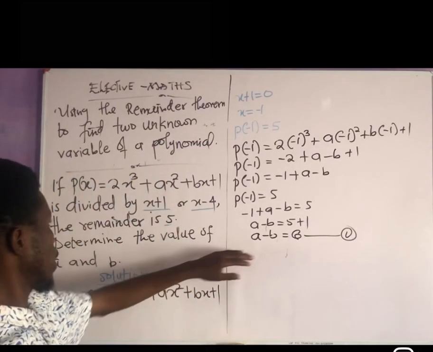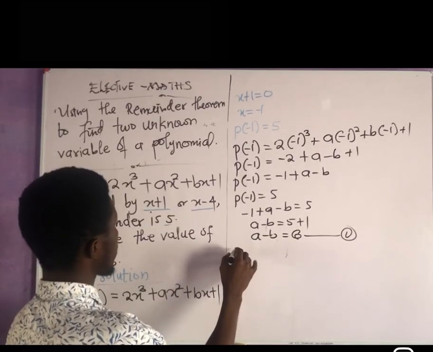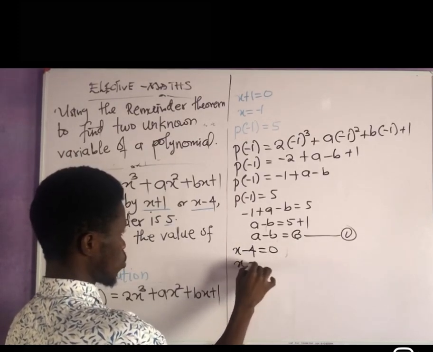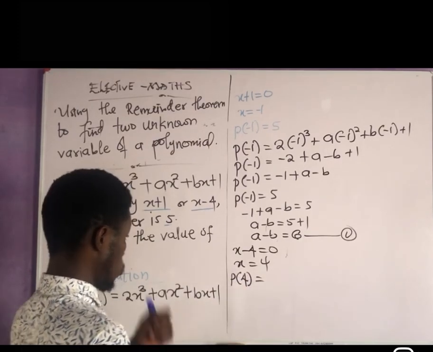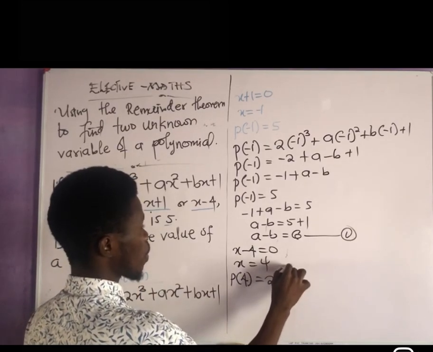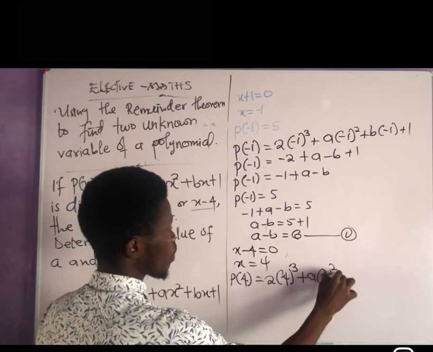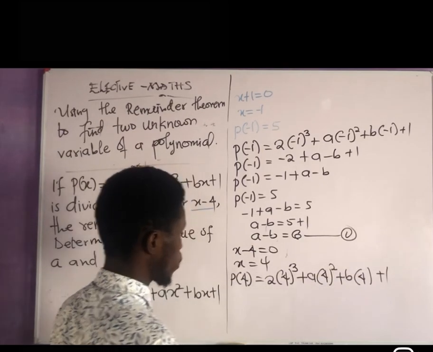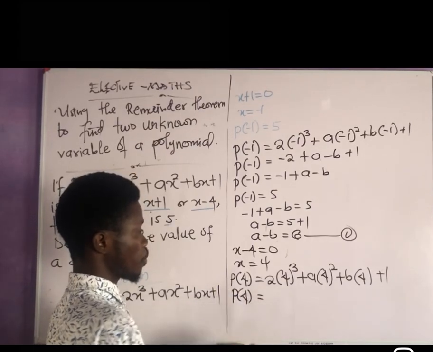Now let's also consider the second divider. Let's set that one to 0. So we have x minus 4 equals 0. So x will be equals to 4. It means that my p of 4 is equals to 2 bracket open 4 to the power 3 plus a 4 squared plus b 4 plus 1. Alright, so from here, this is p of 4.